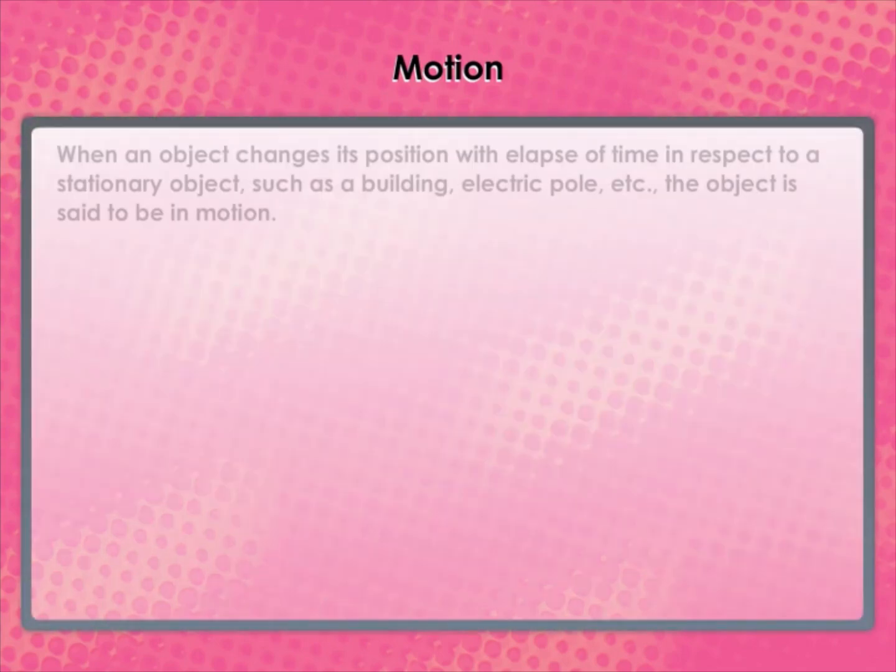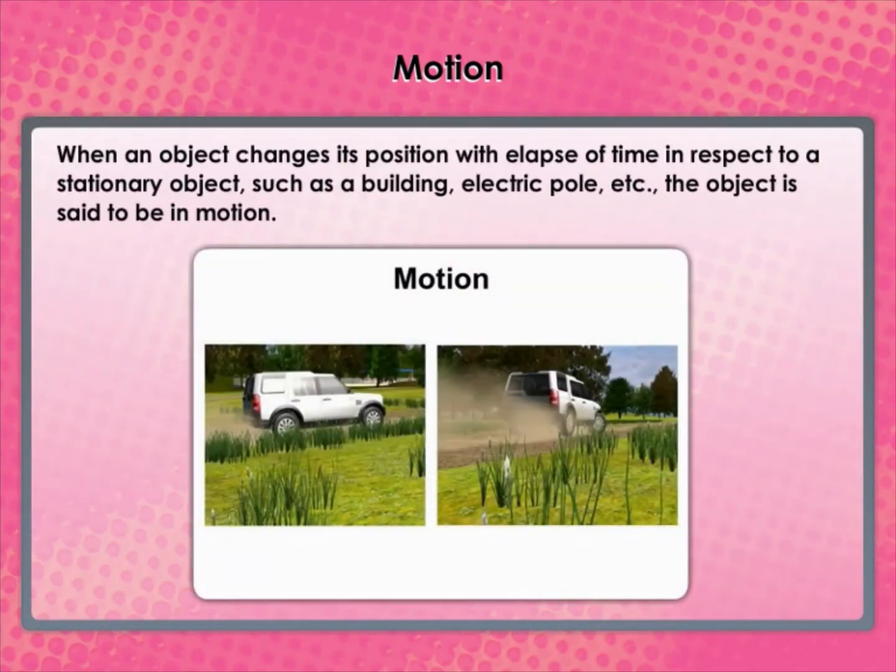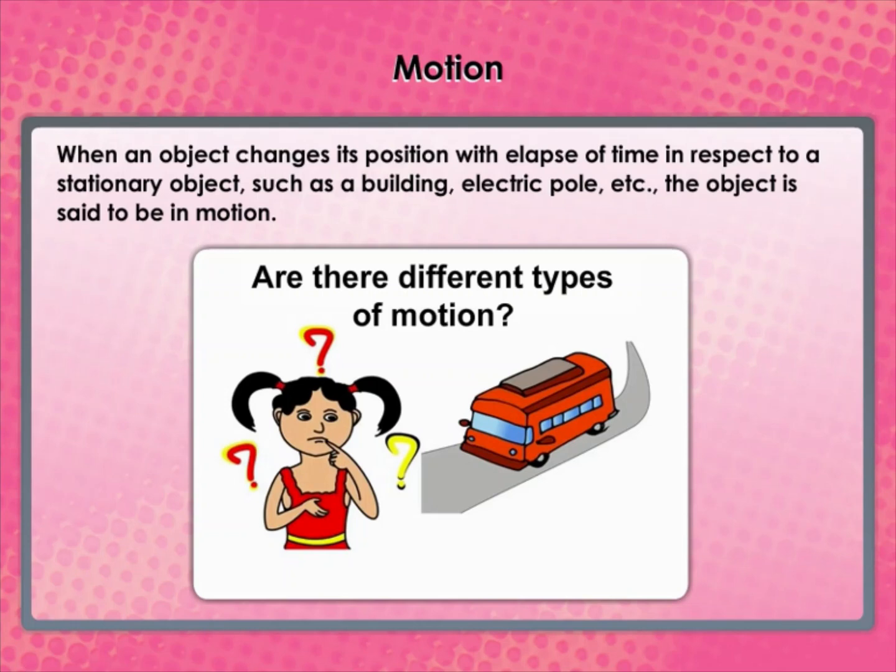Motion. When an object changes its position with a lapse of time in respect to a stationary object such as a building, electric pole, etc., the object is said to be in motion. Are there different types of motion?